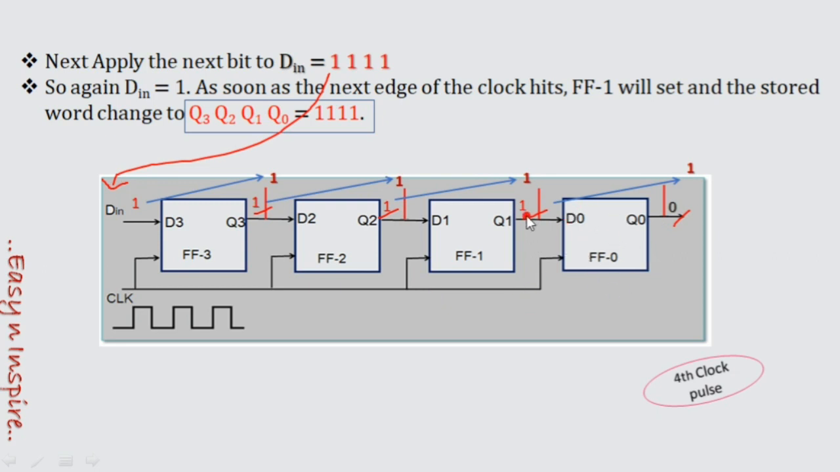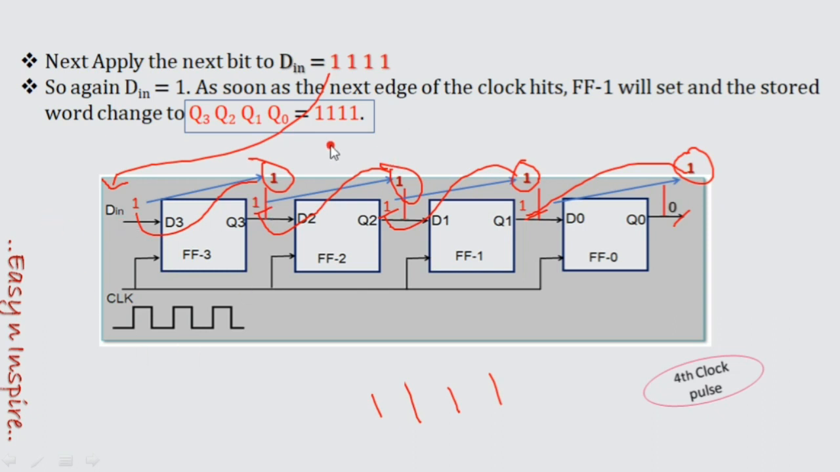For this flip-flop 1 is input, so output is 1. For this flip-flop 1 is input, so output is 1. Again for this flip-flop 1 is input and 1 is output. For this flip-flop 1 is input, 1 is output. So all these are outputs after the fourth clock pulse: 1, 1, 1, 1. Because I have to take my output parallelly after each and every flip-flop. So this is parallel output.